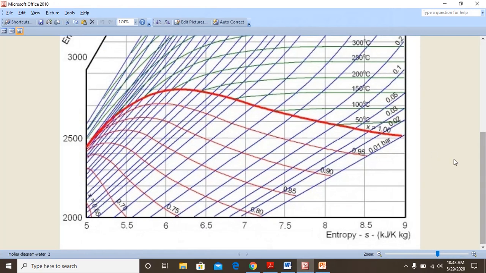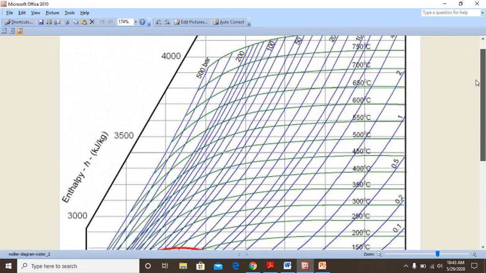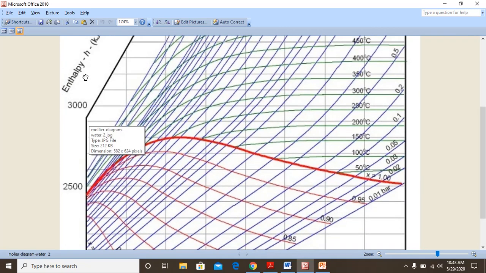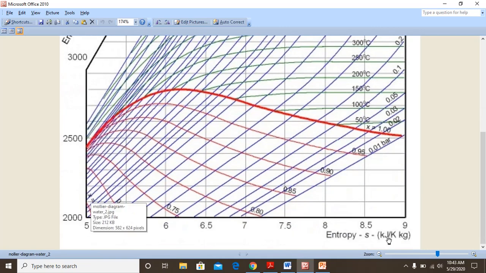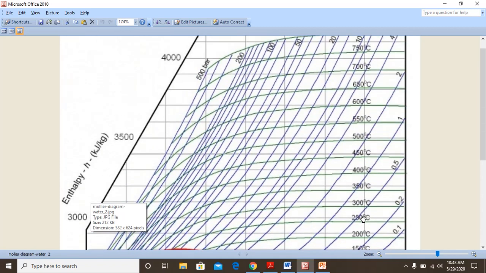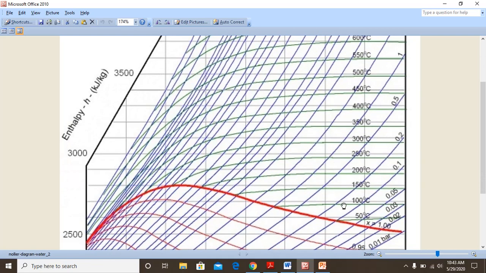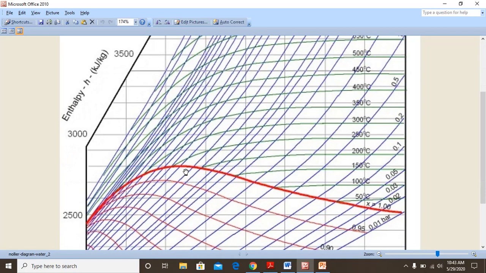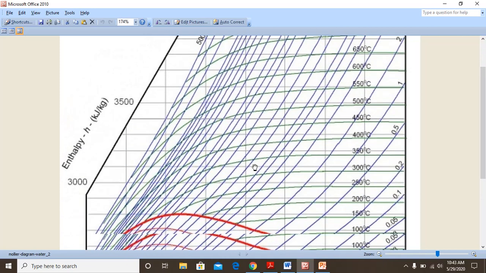See here, this is the Mollier chart. In the y-axis you can find the enthalpy, in the x-axis you can find the entropy. The lines you are seeing in this direction are the constant temperature lines, like 400, 450 degrees. And then here you have somewhat inclined lines. These are the blue lines, so-called constant pressure lines.